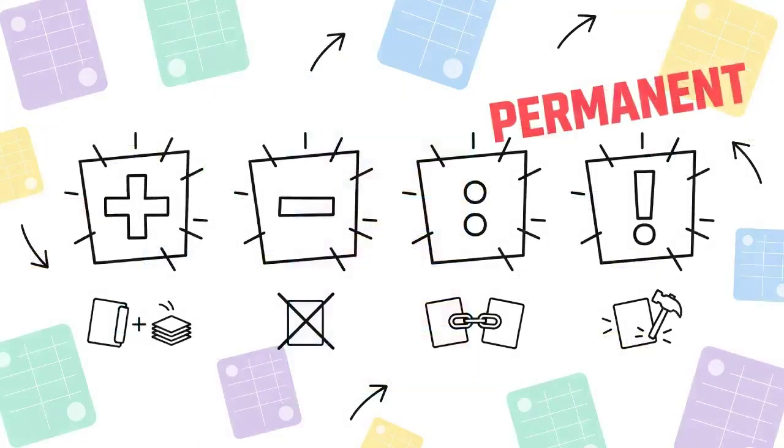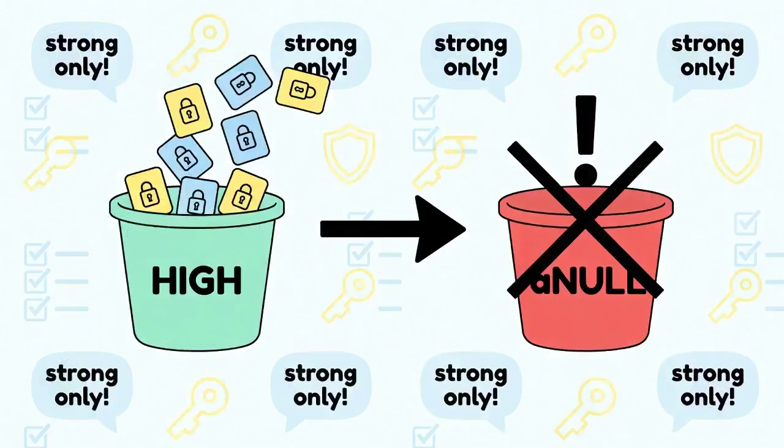The filter syntax is built from 4 operators. A plus adds a cipher to the list, a minus removes it, a colon separates groups, and an exclamation mark permanently deletes a group so nothing later can bring it back. Read HIGH:!aNULL out loud. Start with everything in the HIGH bucket, then permanently strip anonymous ciphers. The colon moves you from one step to the next, and the bang means no later rule can resurrect that group.